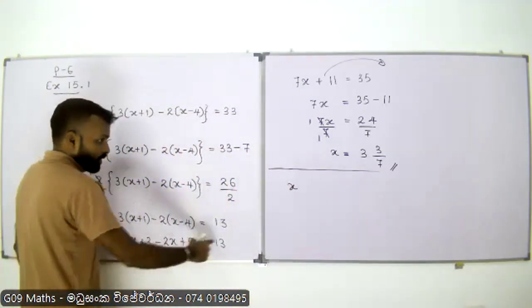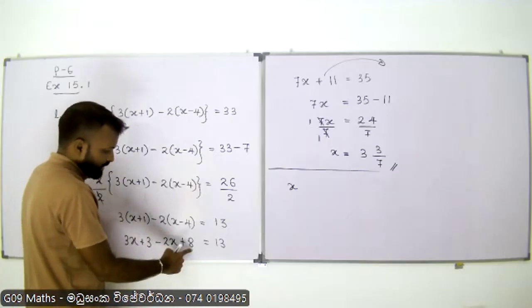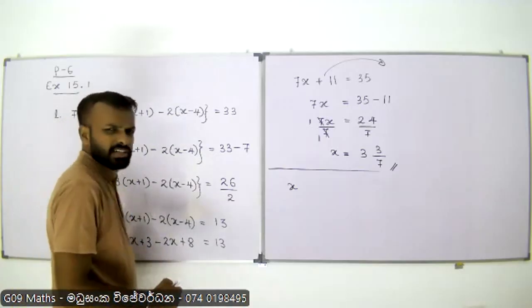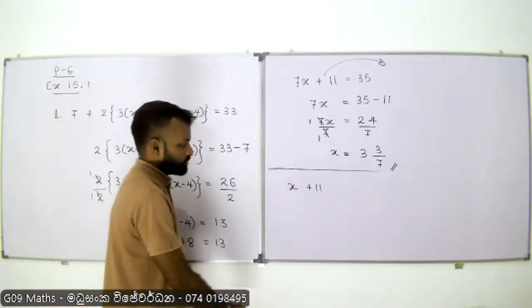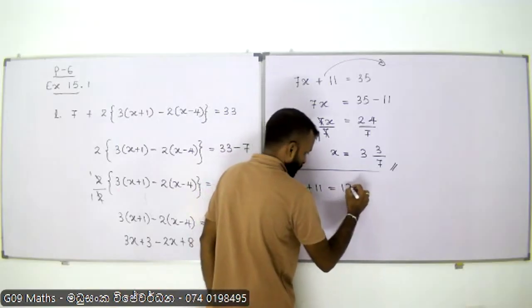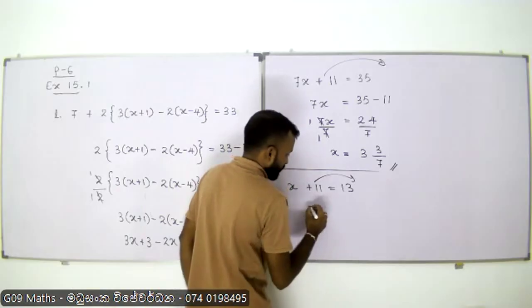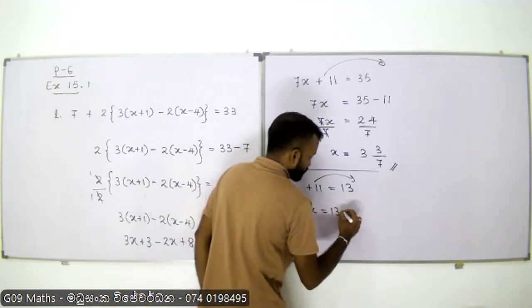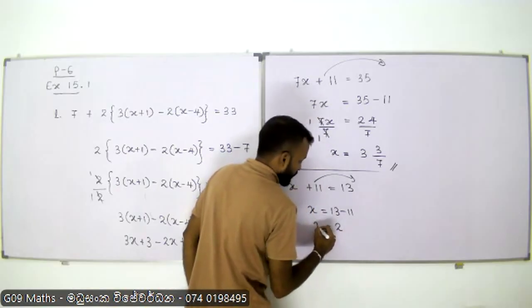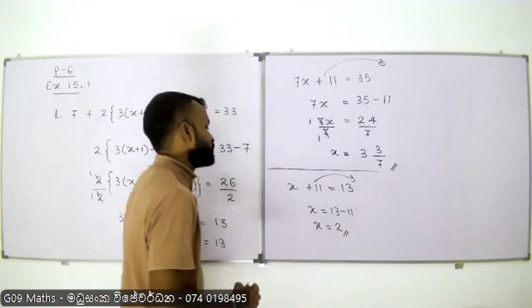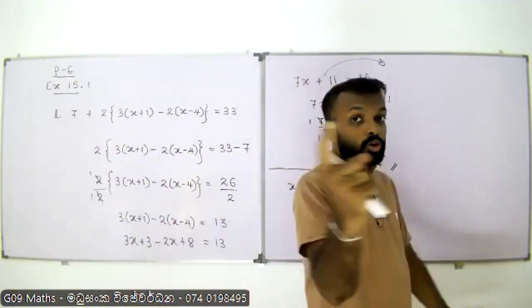Right? 3x minus 2x, 8. Right? Plus 3 plus 8. 3 plus 8, 11. So x plus 11 equals 13. Very simple thing. Take this to the side. X equals 13 minus 11. That means 2. X is equal to 2. Right? So this is the way that I taught you.